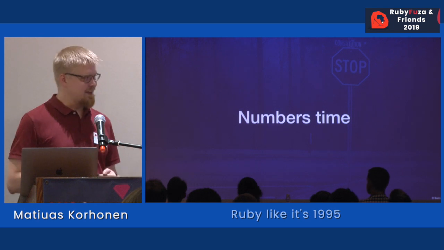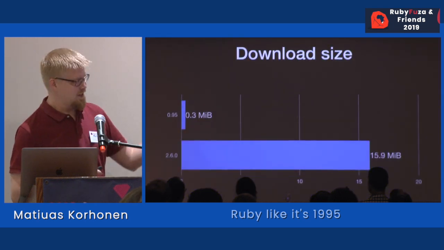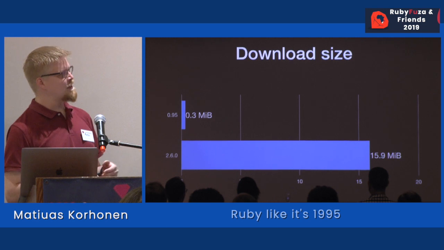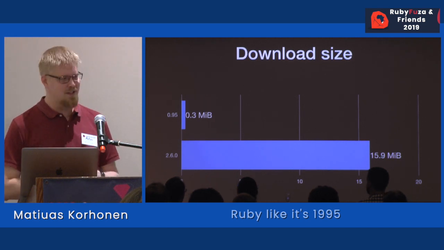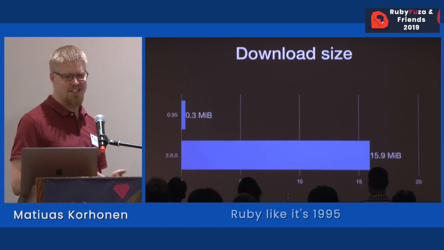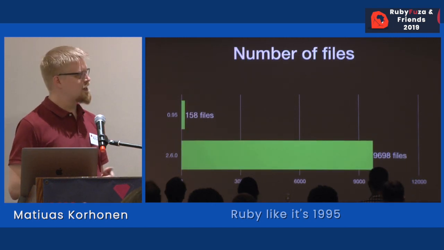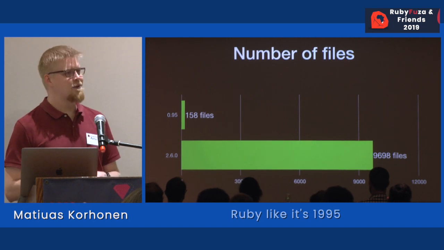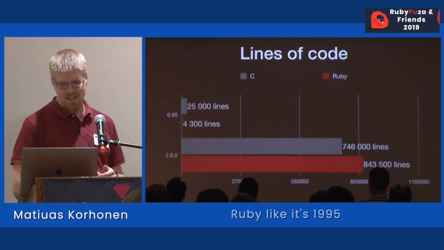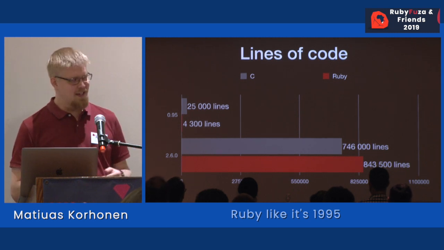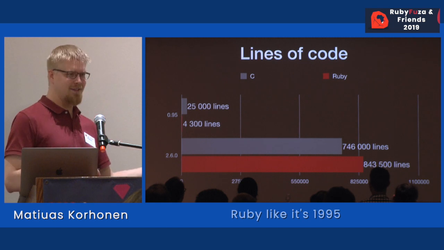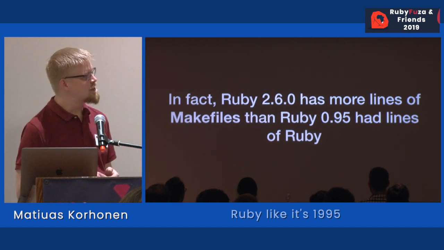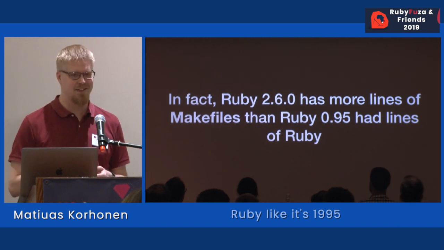And just before I end, let's have a little look at some numbers. Let's compare Ruby 0.95 to 2.6. So 0.95, 300 kilobytes approximately, and then Ruby 2.6, almost 16 megabytes. And these are both gzipped. Number of files, Ruby 0.95, almost 160 files, and Ruby 2.6 approaching 10,000 files. Lines of code is quite interesting. Modern versions of Ruby actually include more Ruby than C code, which is nice. And in fact, Ruby 2.6 has more lines of makefiles than Ruby 0.95 had lines of Ruby.